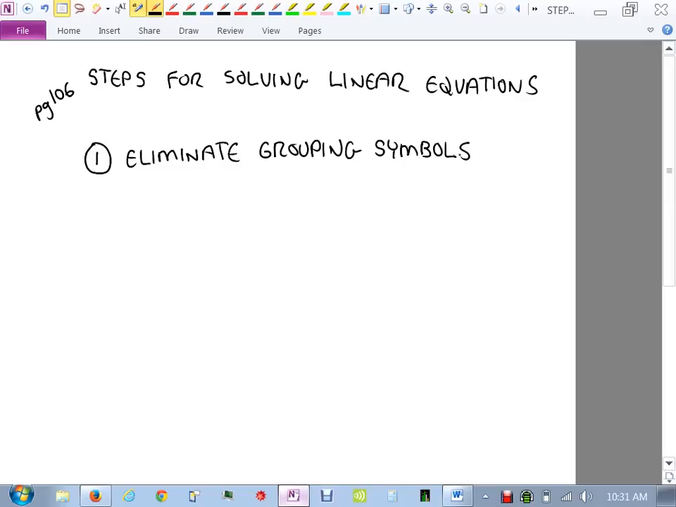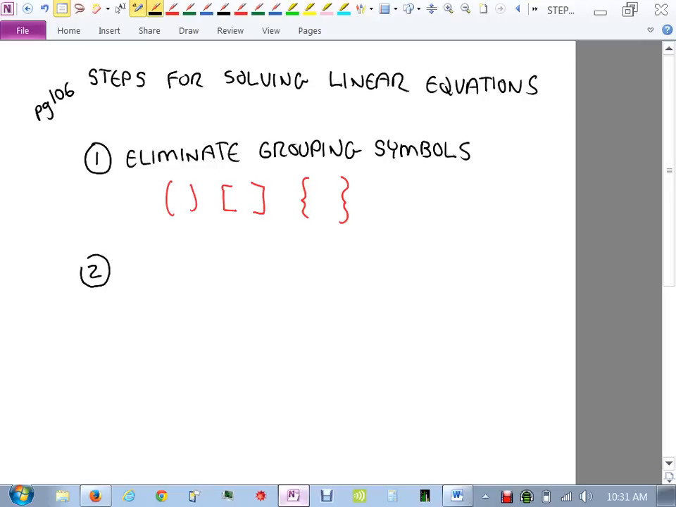Now, what are grouping symbols? Parentheses, brackets, braces. Okay, so I'll put that under here. What do they mean by that? They mean parentheses, brackets, braces. We want to remove those. Most likely to do that is going to require the distributive property, where we distribute something through the parentheses. But we'll do that as we go.